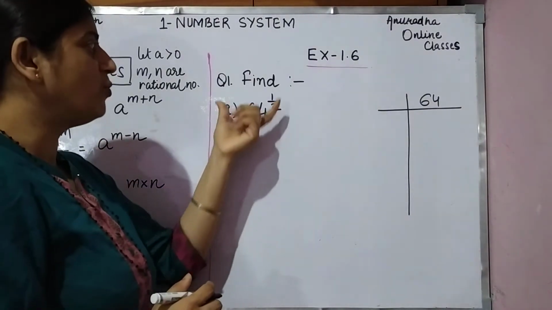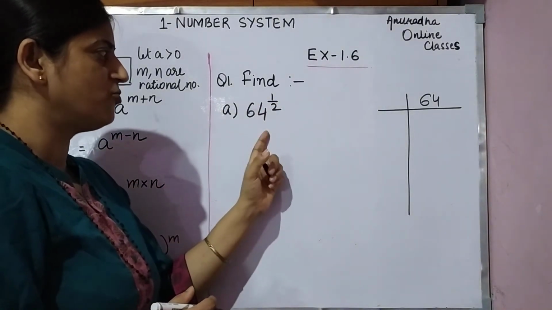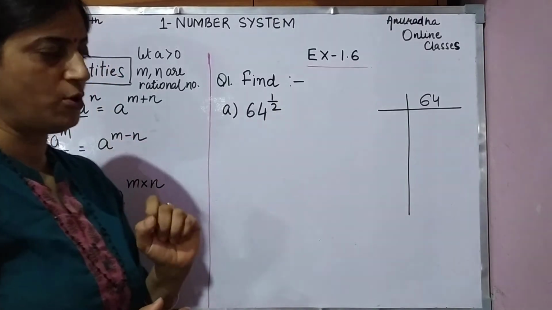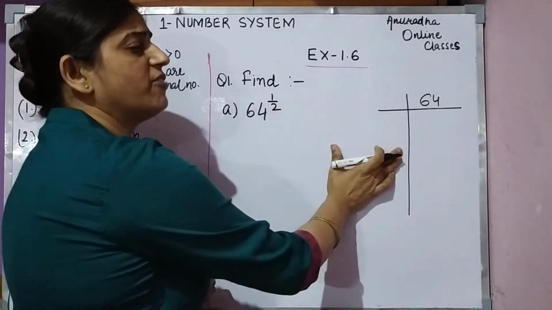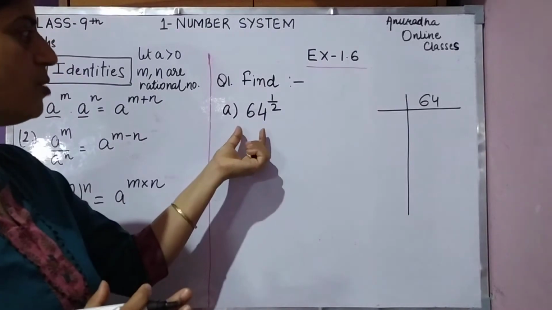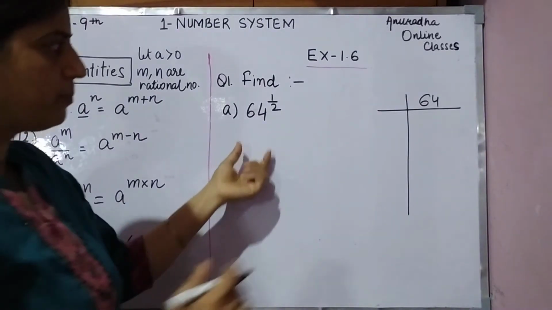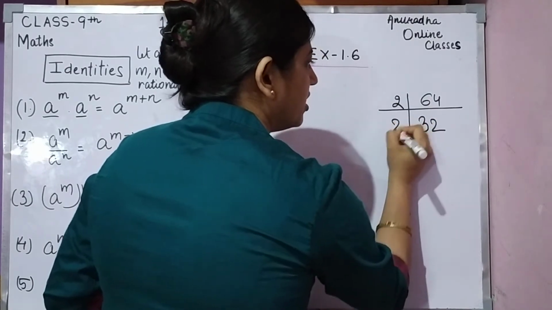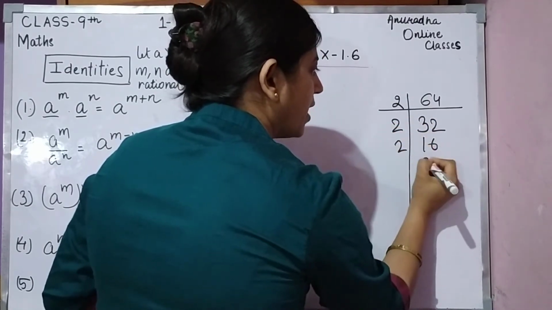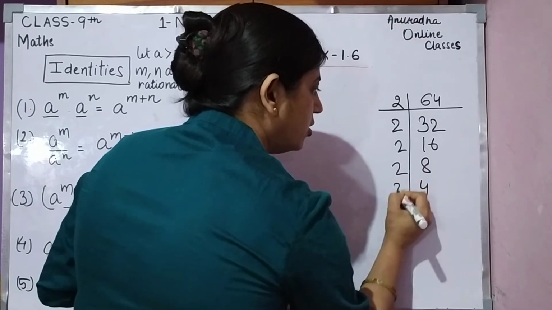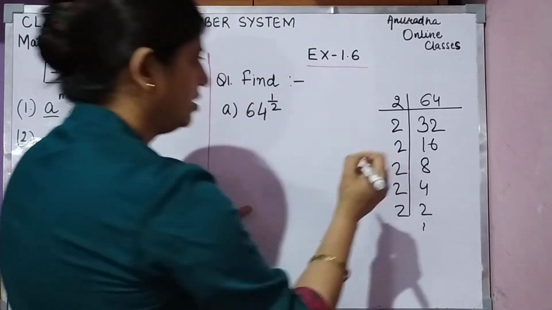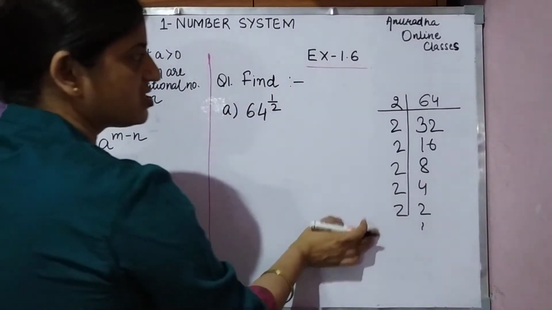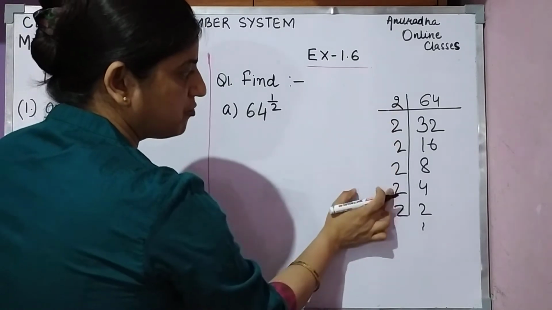See, question number 1 का first part देखेंगे 64 to the power 1 by 2. How you will do this? For this you have to take out the LCM. इसको हम simplify करेंगे. Okay? So, it will go by 2. 2 3s are 6, 2. Then 2, 16, 2, 8, 2, 4, 2, 2 and 2, 1. So, what is the LCM of this? 1, 2, 3, 4, 5, 6.